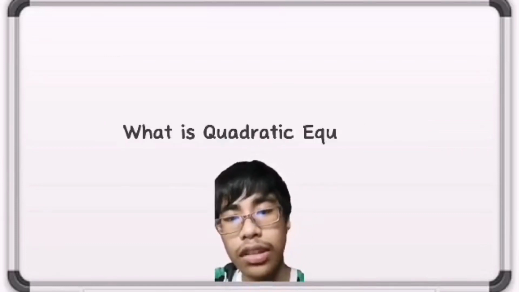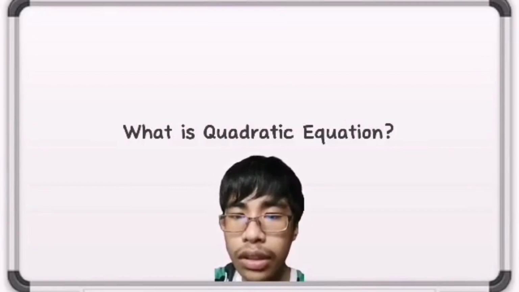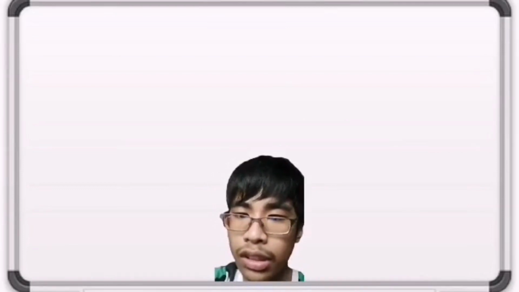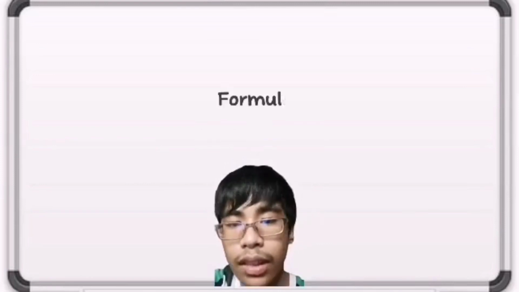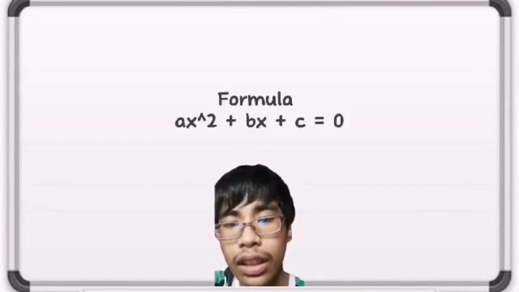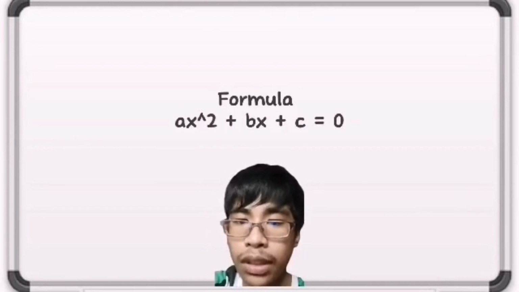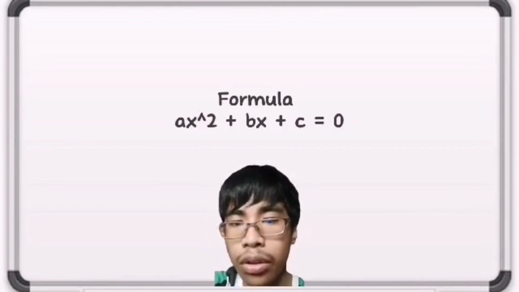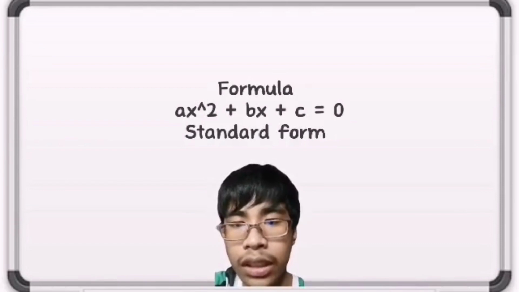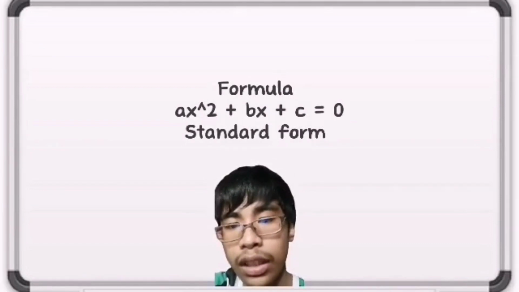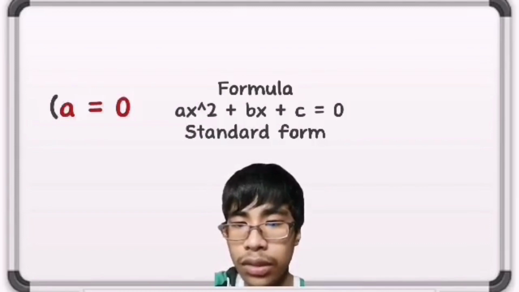What is a quadratic equation? A quadratic equation is a second-degree equation in a single variable x, and its graph is a parabola. The formula for this equation is ax squared plus bx plus c equals 0, also known as the standard form. It has an a, b, and c. And always remember that a must never be equal to 0.